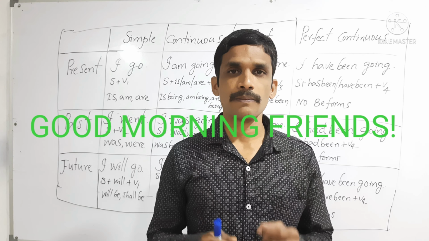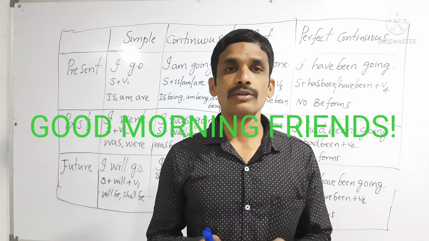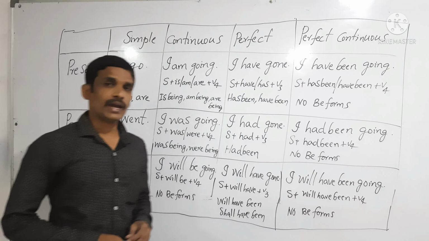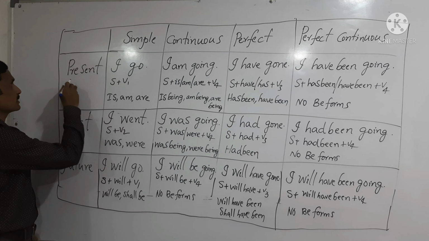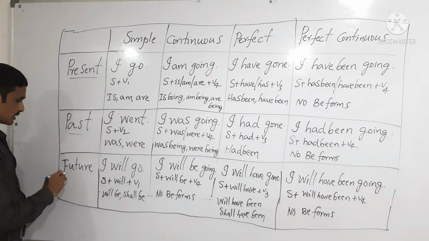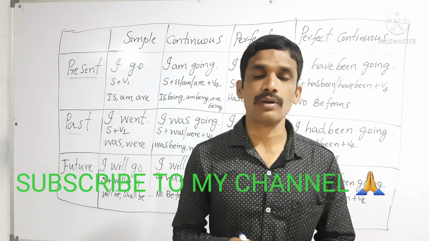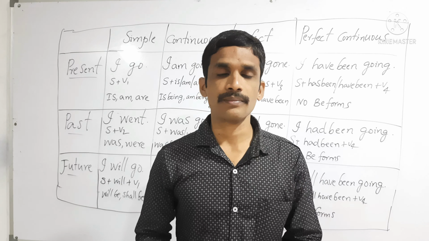In today's class, I'm going to explain all the 12 tenses. As we all know, we have three main tenses in the English language. They are present tense, past tense and future tense.